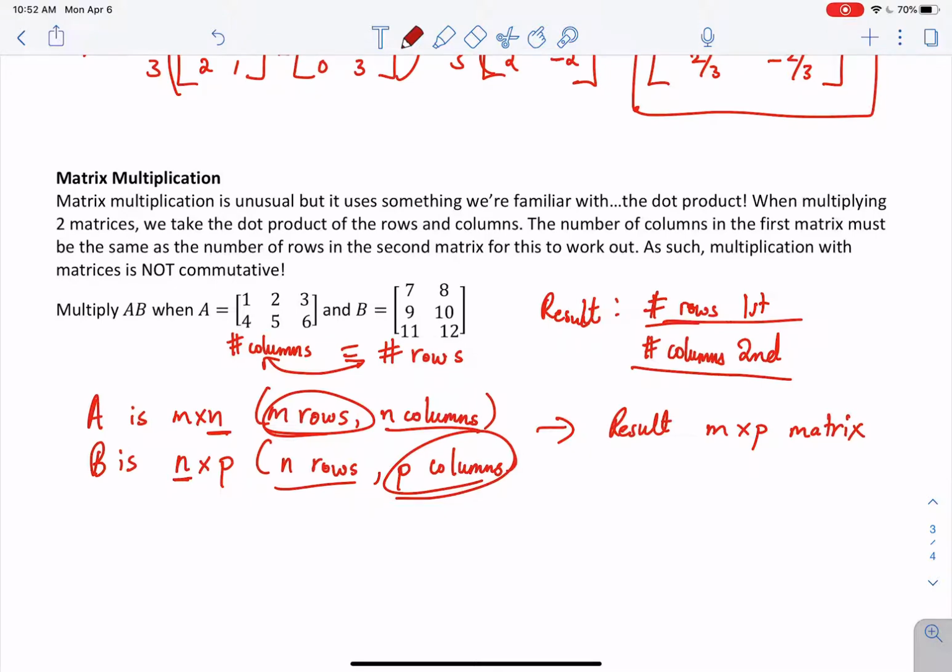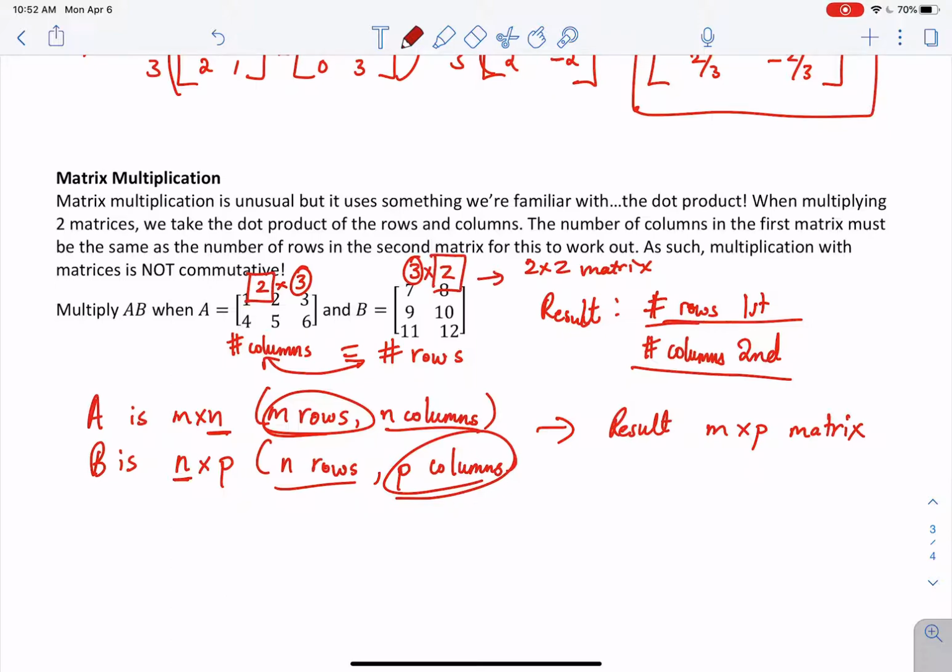So for example, let's look at this problem. We have A is this 2 by 3 matrix, 2 rows, 3 columns. And then this B matrix is 3 rows and 2 columns. So the columns and rows match up, so we can multiply these matrices. The result is going to be a 2 by 2 matrix, because those are these numbers, 2 by 2.